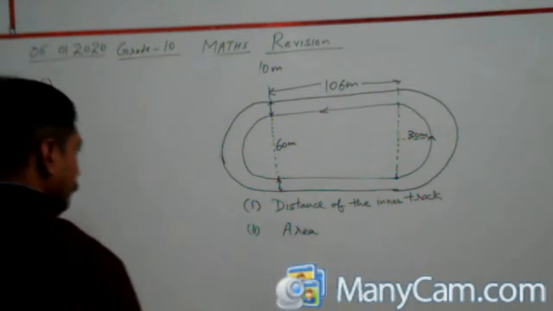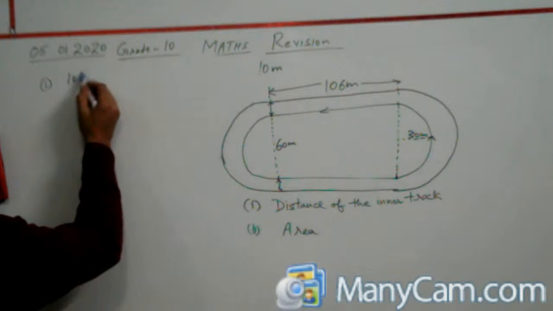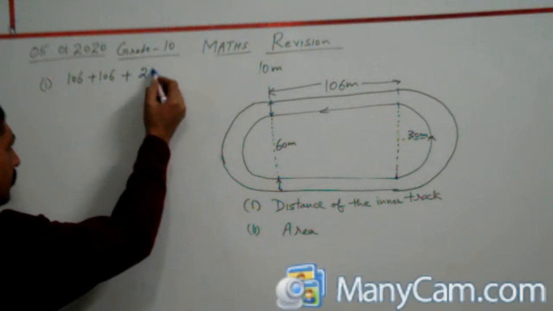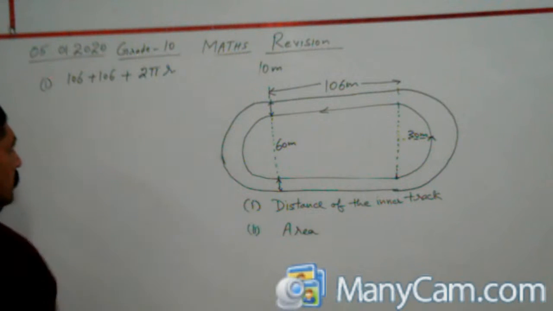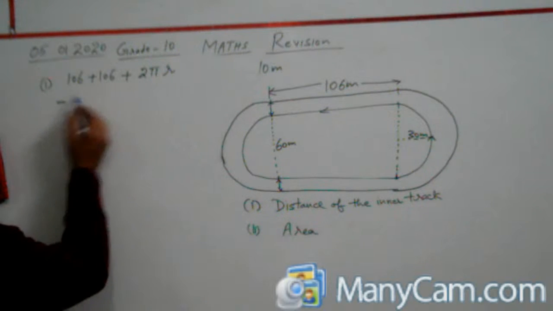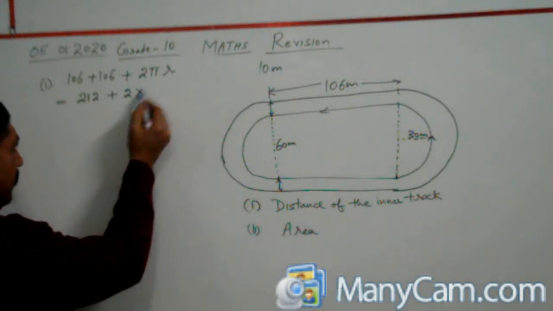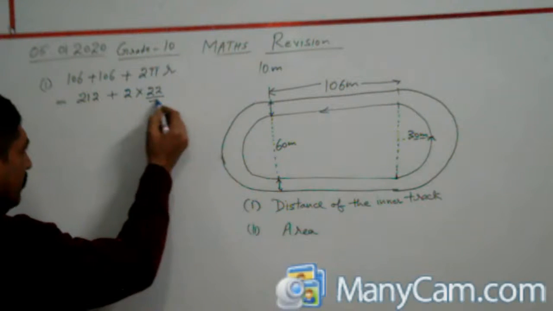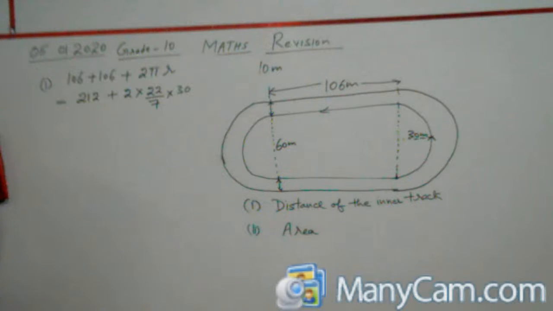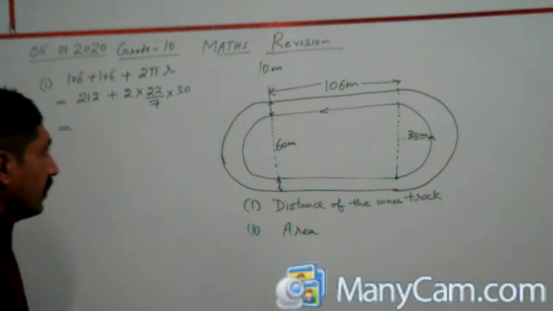So here the distance of the inner track is 106 plus 106 plus 2 pi r. That is 212 plus 2 pi, where we take pi as 22/7, and r is 30. So you can solve the calculation.